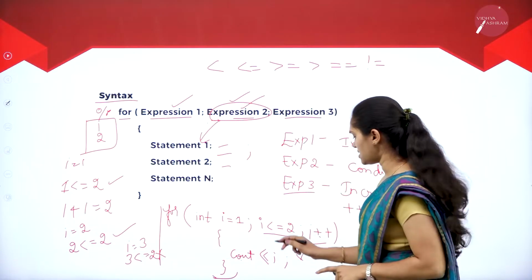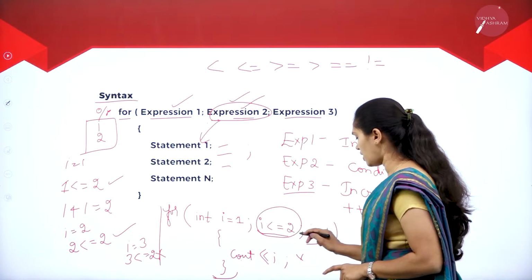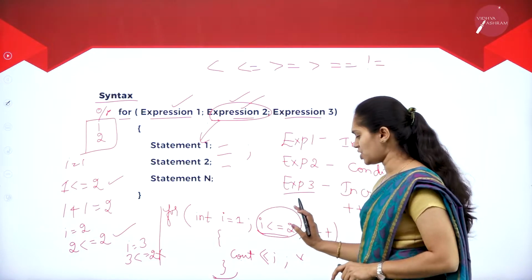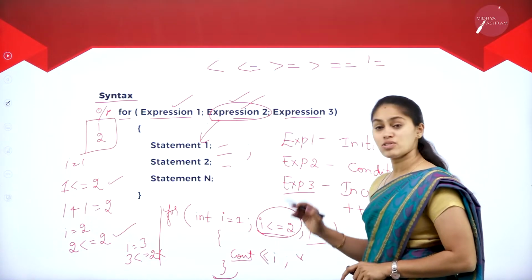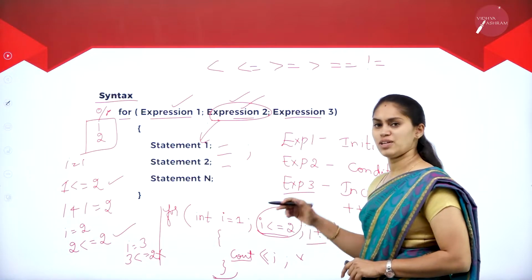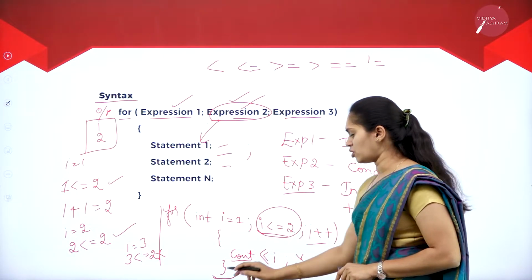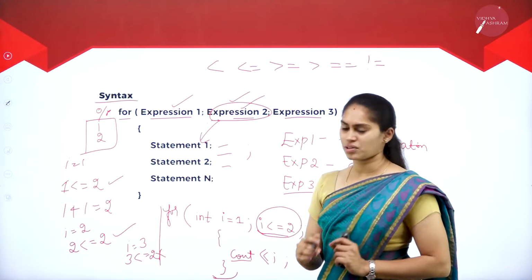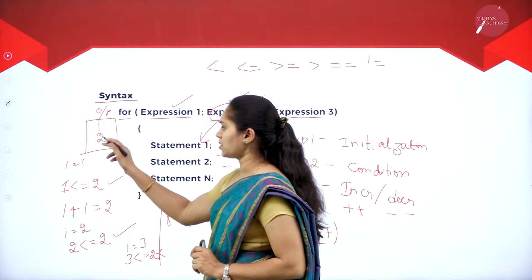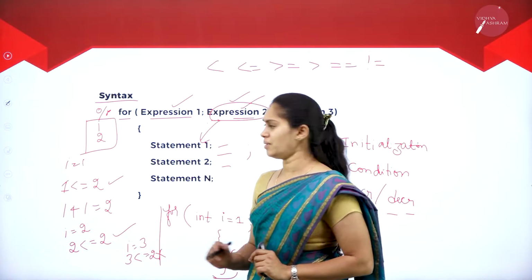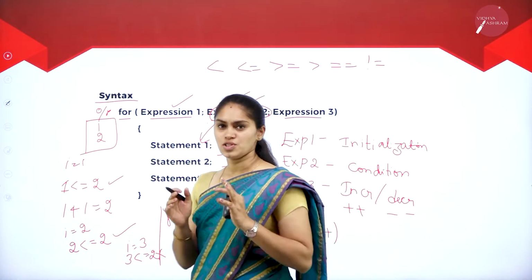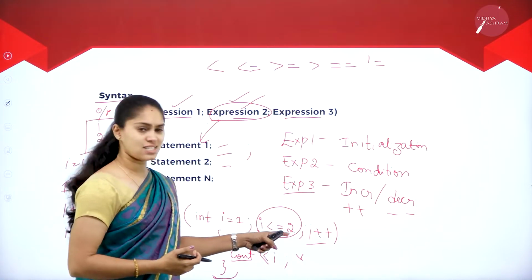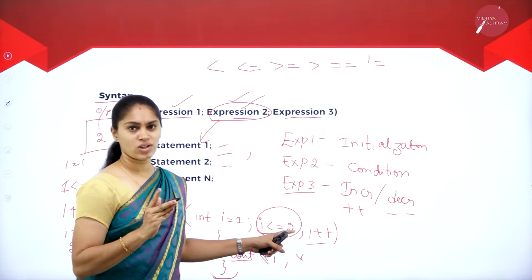So based on the expression 2 condition, we decide whether to execute. If this condition is true, then it will execute the set of statements. If expression 2 is false, then it will come out of the loop and execute the further statements of the program. So in the output, it will execute only 2 statements, that is 1 and 2. So you can understand how many times we are repeating this loop. I can say that I am repeating this loop only twice.